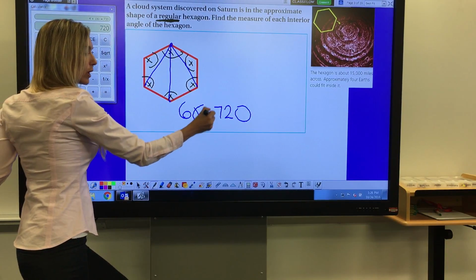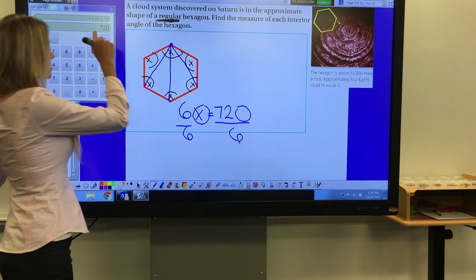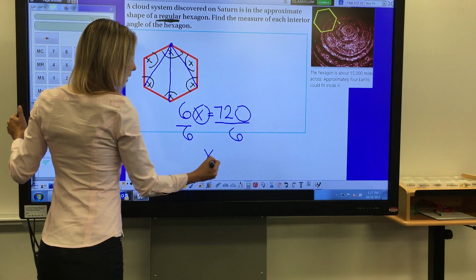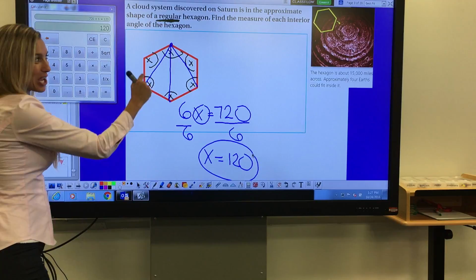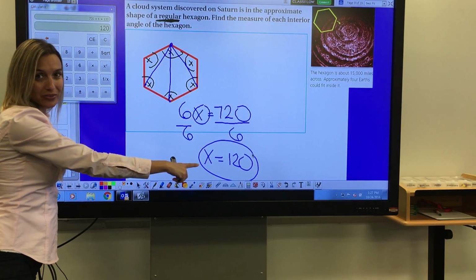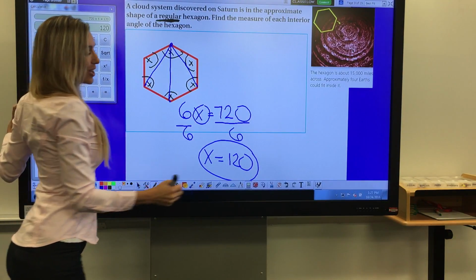How do I solve for x? Well, divide by 6, correct? So 720 divided by 6 equals 120. X equals 120. That means each angle in this hexagon is indeed 120 degrees. If you add them up, you will get to 720. All right?